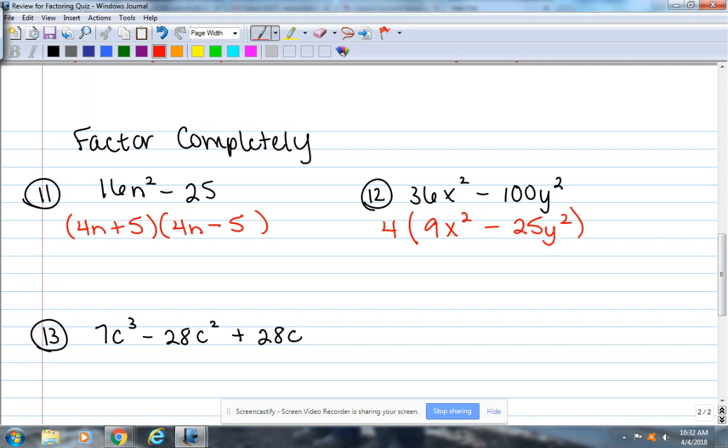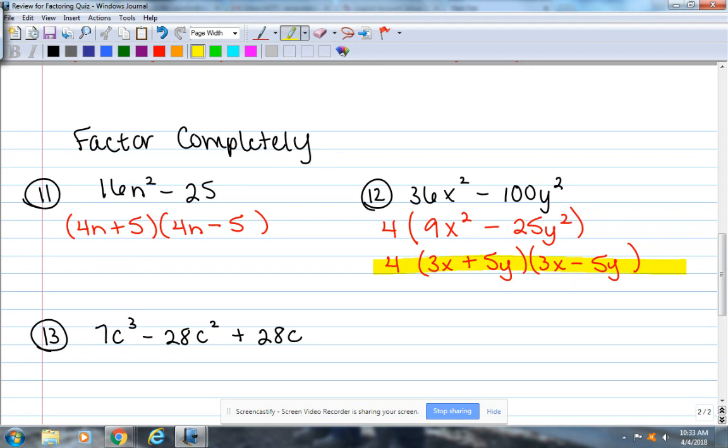Am I done factoring? No, because this is a what? How do you know it's a difference of squares? They're all squares and there's a subtraction. Everything's a square and there's a subtraction sign. So I keep the 4. I make 2 sets of parentheses. So what multiplies times itself to get 9x squared? 3x. What multiplies times itself to get 25y squared? 5y. And what goes in the middle for a difference of squares? A plus and a minus. And I think we're done with that one.